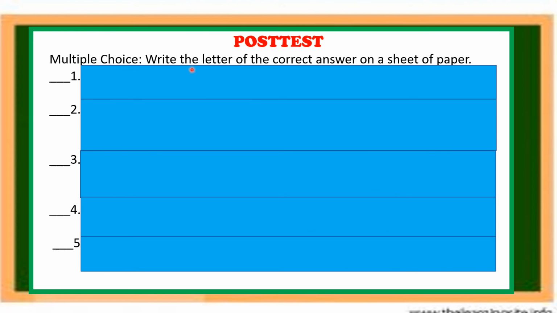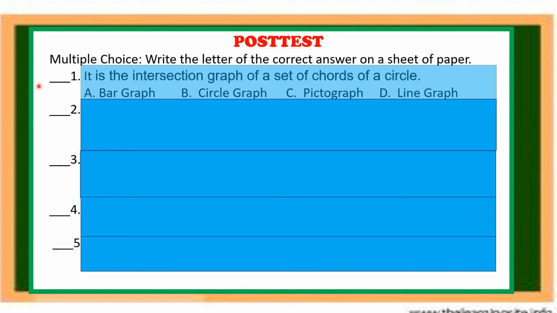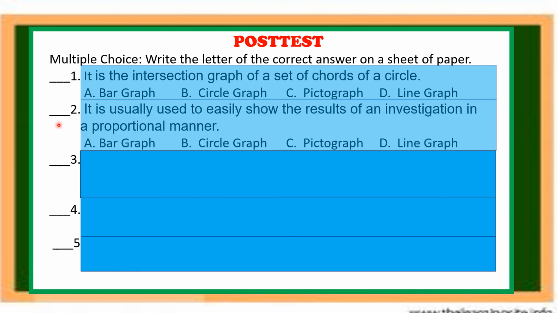Multiple choice. Write the letter of the correct answer on a sheet of paper. Number 1. It is the intersection graph of the set of chords of a circle. Letter A, bar graph. Letter B, circle graph. Letter C, pictograph. Letter D, line graph. Number 2. It is usually used to easily show the result of an investigation in a proportional manner. Letter A, bar graph. Letter B, circle graph. Letter C, pictograph. Letter D, line graph.